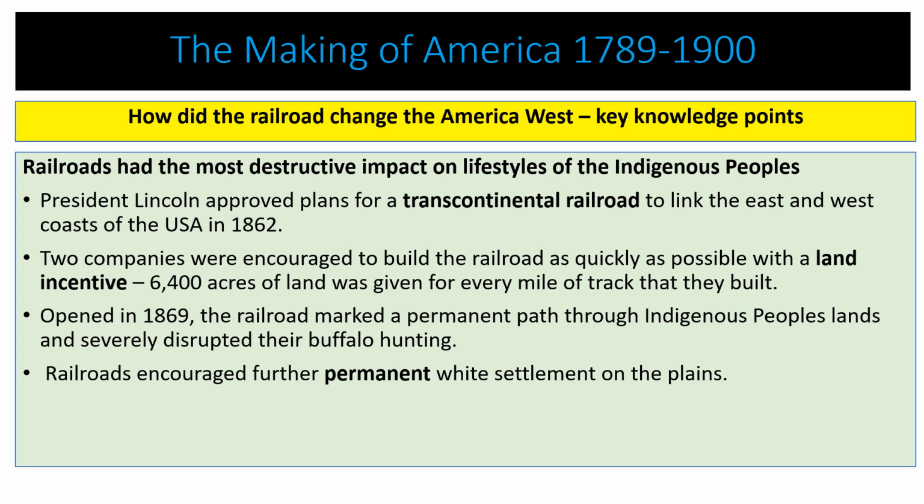The railroad was completed in 1869, and the railroad marked a permanent path through indigenous people's lands and severely disrupted their buffalo hunting, and railroads encouraged further permanent white settlement on the plains during this time period.